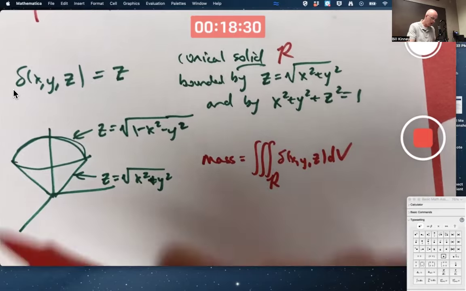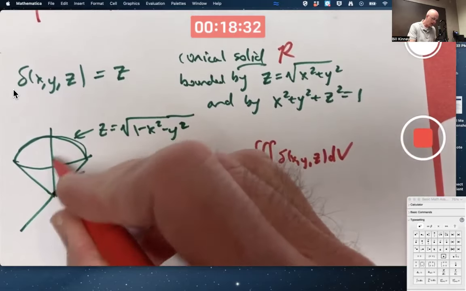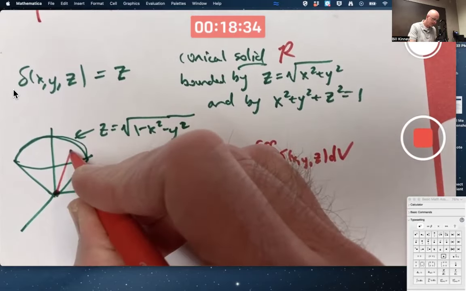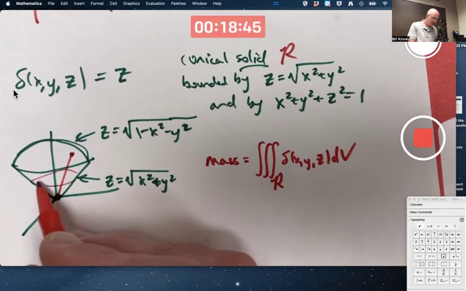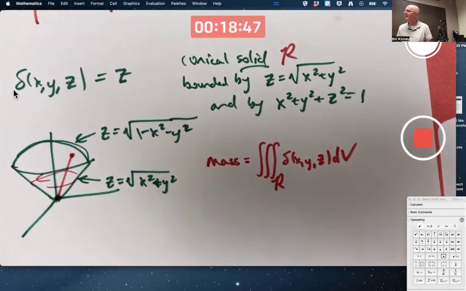Rho is the distance from the origin. No matter where you are in this region, it goes between 0 and 1, the radius of the sphere. Rho goes between 0 and 1. Theta is the angular coordinate of going around that way. It goes around the horn. It goes from 0 to 2 pi.